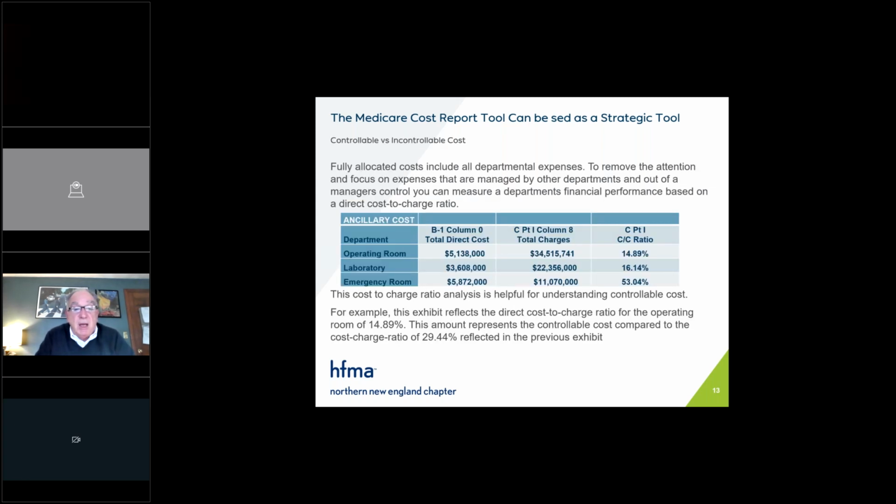We can look at fully allocated costs for departments, and again, look at a cost to charge ratio. For example, this exhibit reflects the direct cost to charge ratio for the operating room. It reflects the cost to charge ratio for the laboratory. So, just to look at fully allocated department costs and focus on expenses that are managed by other departments.